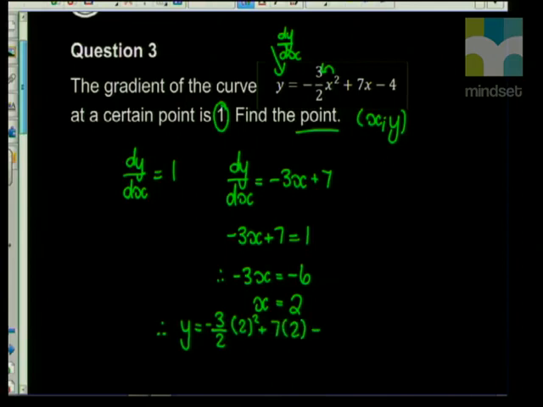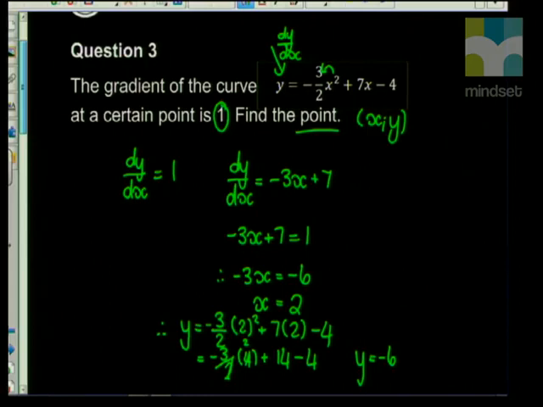Okay, 2 minus 4. And what's that going to give us? So that's going to give us negative 3 over 2 multiplied by 4 plus 14 minus 4. 2 will go into 4 twice, so that gives us negative 6.